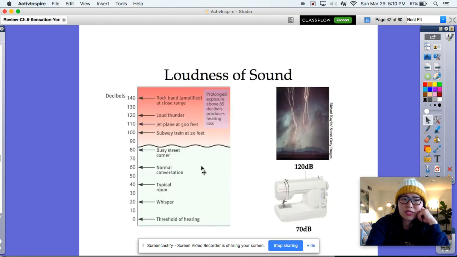Okay, remember loudness of sound. It's important that you guys don't expose yourselves to above 85 decibels or you can have permanent hearing loss.